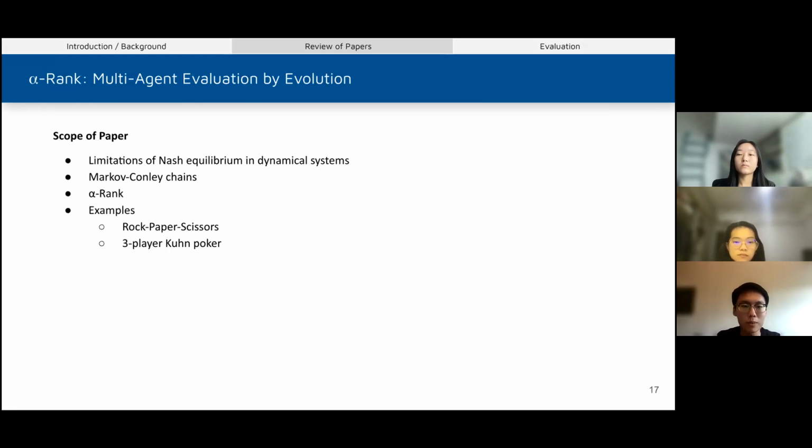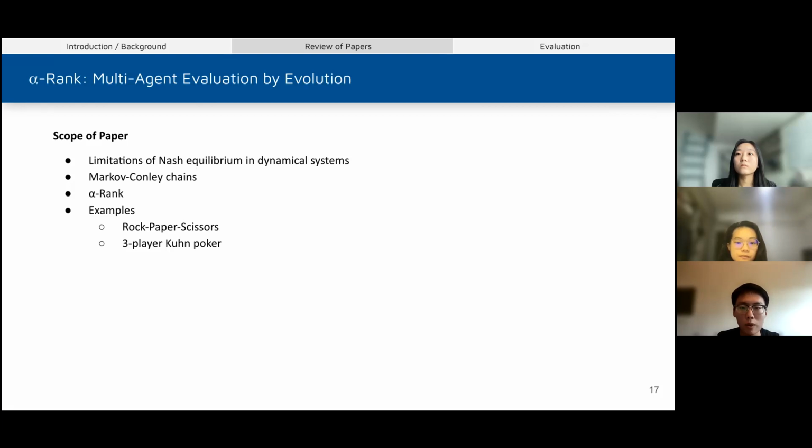Different from previous Shapley values that measure individual player contribution, Alpha Rank Score is introduced to evaluate the metagame strategies that involve all the players and their social utilities. We will first examine the limitations of a traditional game theory approach to finding the optimal solution for a dynamical system, after which we will discuss the concept of Markov-Conley chain, which is rooted in dynamical analysis.